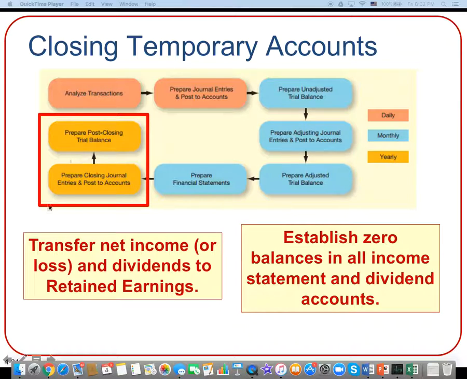So what is this journal entry? What does posting year-end closing mean? It basically means you transfer your net income and dividends to retained earnings, so that you can establish a zero balance in all income statement and dividend accounts. In other words, you have the income statement reset to zero and start over next year.